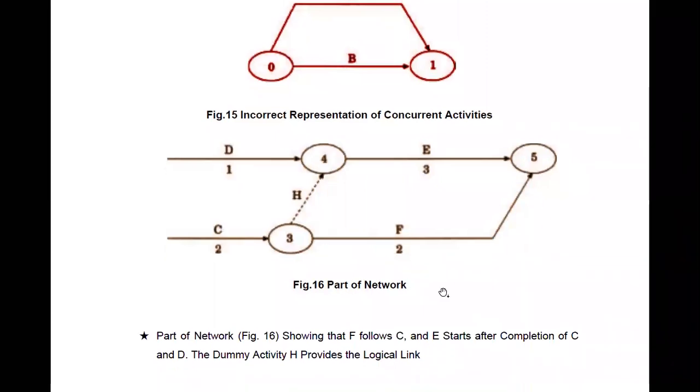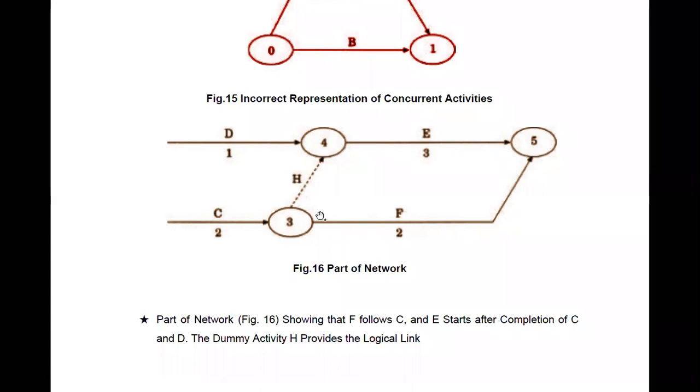Next one. If you take this part of the network, figure 16 shows that F follows C. You see, after C, the D activity. Here the C and D activities are also coming in the same phase. So what we are going to do here is F follows C and E starts after the completion of C. In that way, we can see that a dummy activity H is going to provide a logical link so that we can understand that E starts after the completion of C.